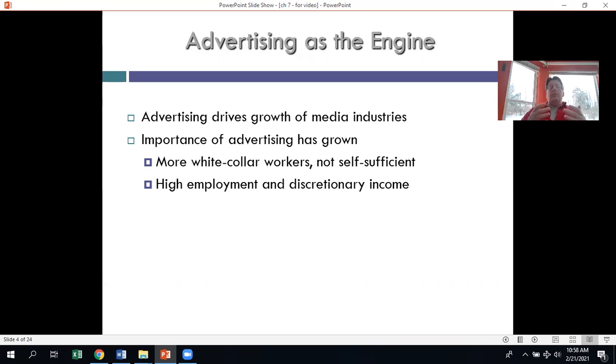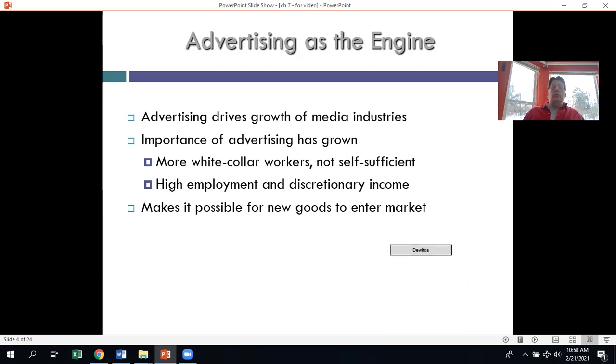In other words, they have money to spend on things they don't necessarily need, but more that are wants. And advertising is key to selling products for discretionary income. And it makes it possible for new goods to enter the market, that when a company comes up with a new product, they really depend on advertising to get the word out. And of course, sometimes it's successful, sometimes it's not. Think about a new restaurant, sometimes they make it, sometimes they don't.